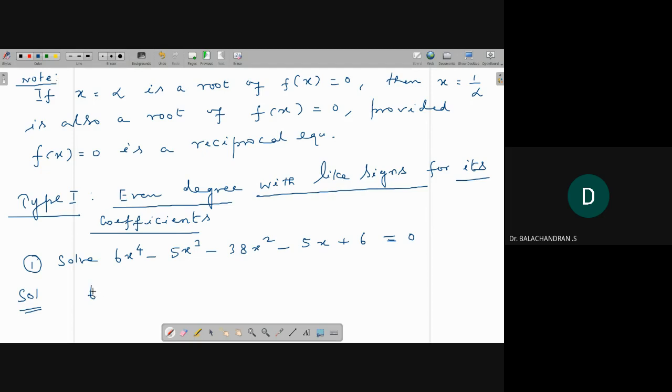So 6x power 4 minus 5x cube minus 38x square minus 5x plus 6 is equal to 0. I call this equation 1. We know that the given equation is reciprocal. So divide equation 1 by x square. If you divide this equation by x square, what will you get?